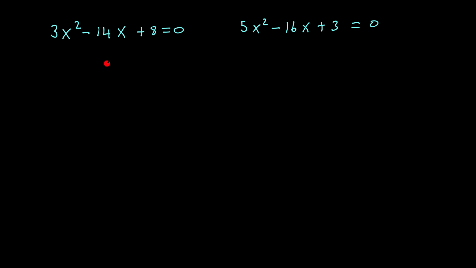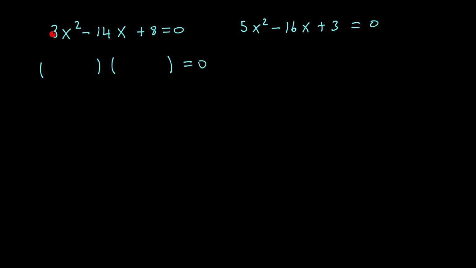Okay guys, now here we have another set of quadratic equations. This time the number in front of the x squared is greater than 1. So we have 3x squared minus 14x plus 8 is equal to 0. I'm going to show you two different ways to do these. Once again, we'll break this down into two linear expressions.